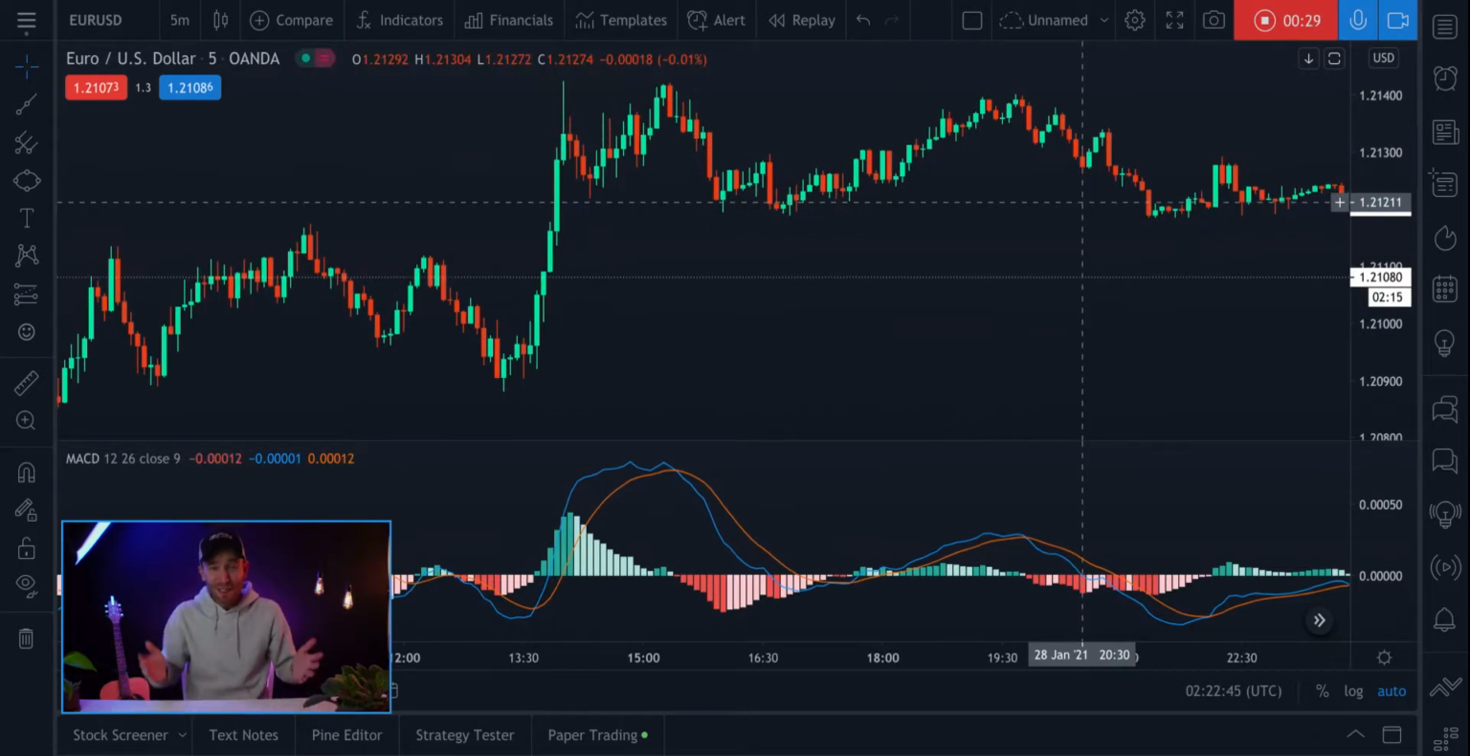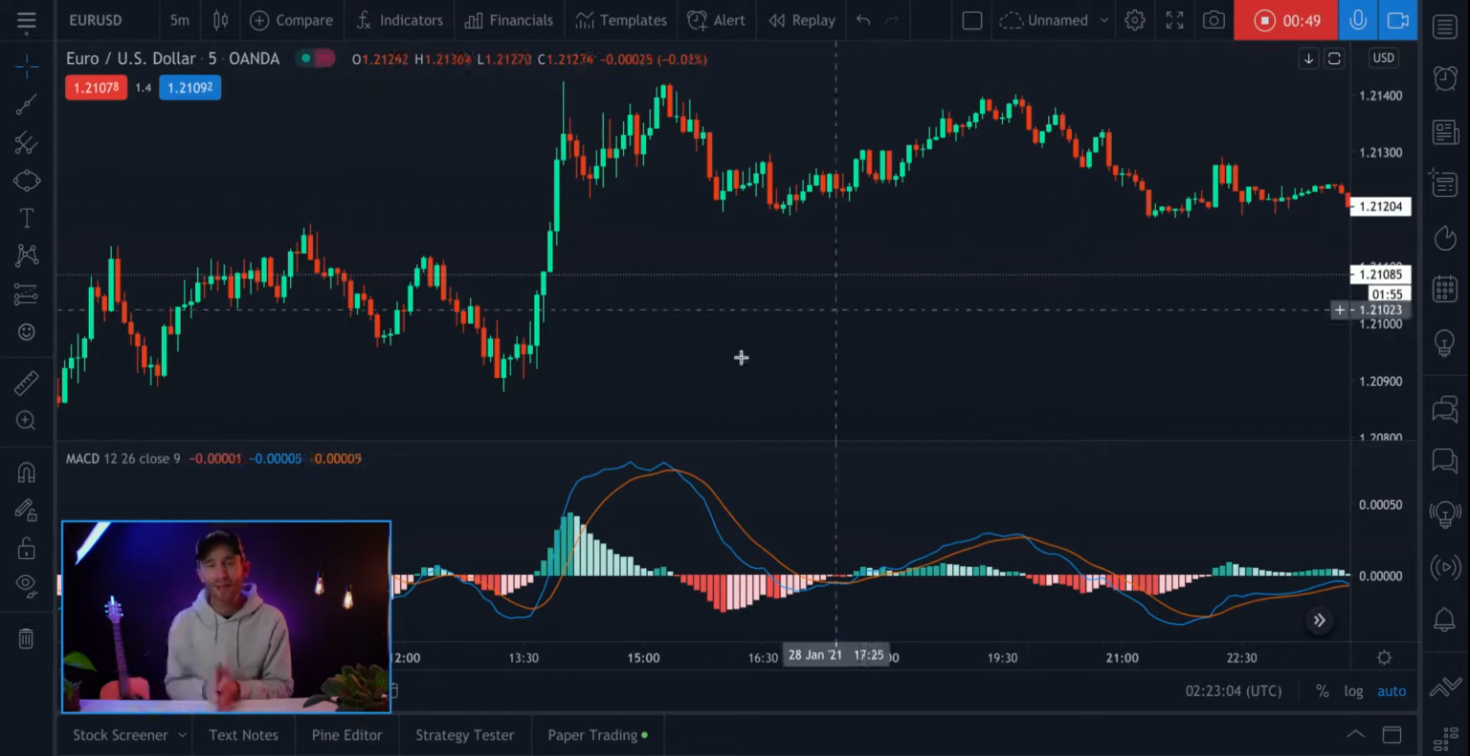So let's go over this, guys. Let's go over the MACD. I'm going to teach you guys what the MACD is. How do you actually use this thing to create profitable trades? That's kind of what everybody wants to know, right? So let's get into this. What does the MACD stand for? Well, first of all, the MACD stands for moving average convergence divergence.